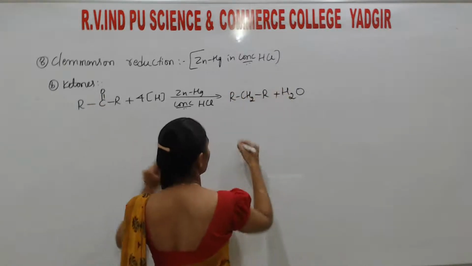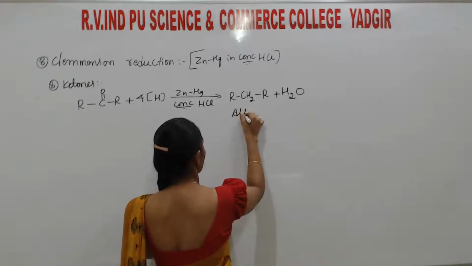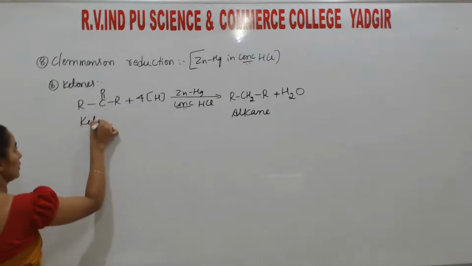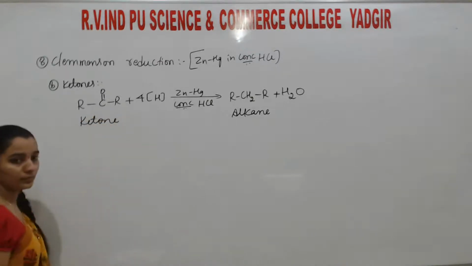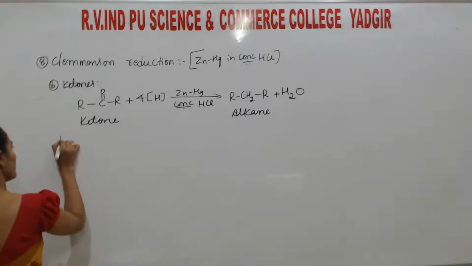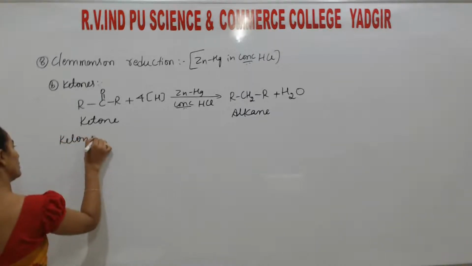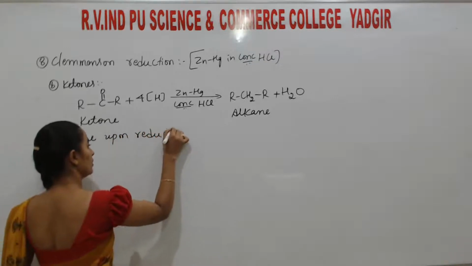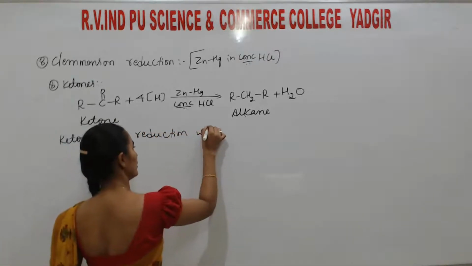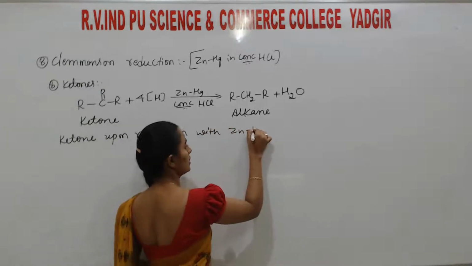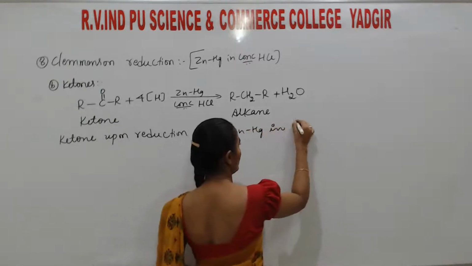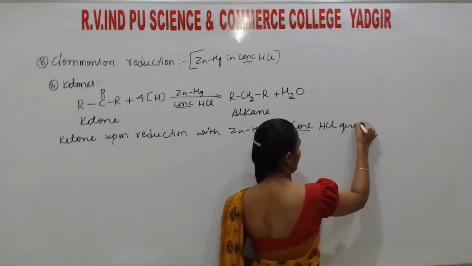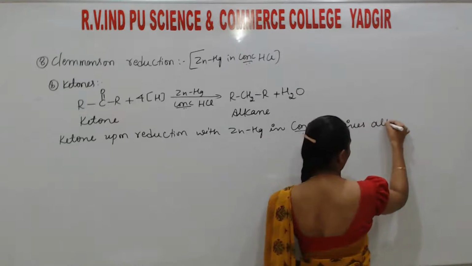CH2. So this one is alkane. This is ketone. Okay? So if you want to write the explanation: ketone upon reduction with zinc amalgam in concentrated HCl gives alkane.